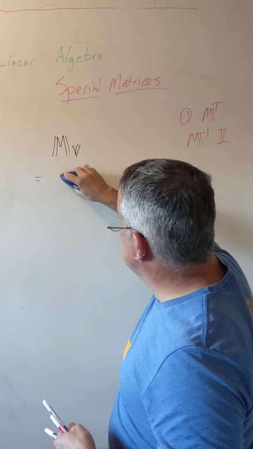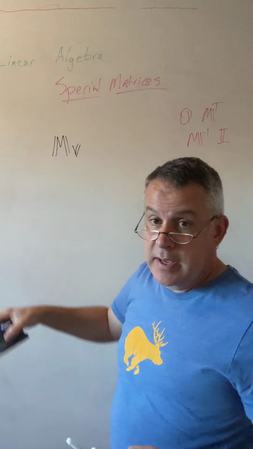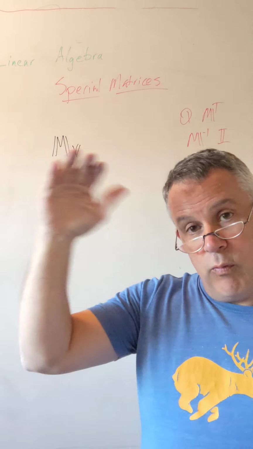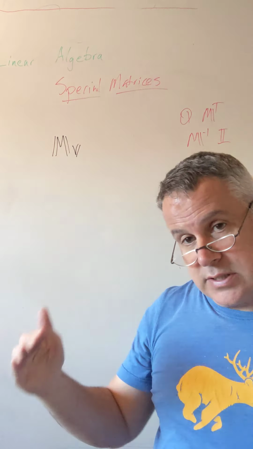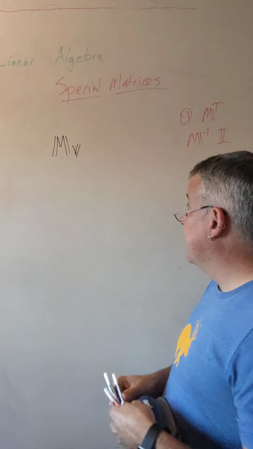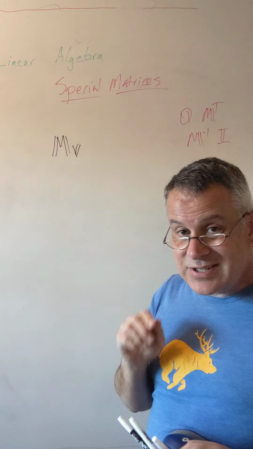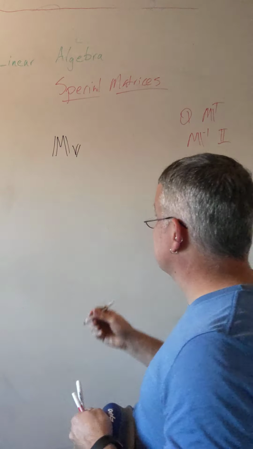So the matrix transpose is another special matrix, and that's the one where you just switch all the indices, or you mirror reflect across the diagonal of the matrix. What else have we got for special matrices? Well, we actually have the matrix inverse as well.